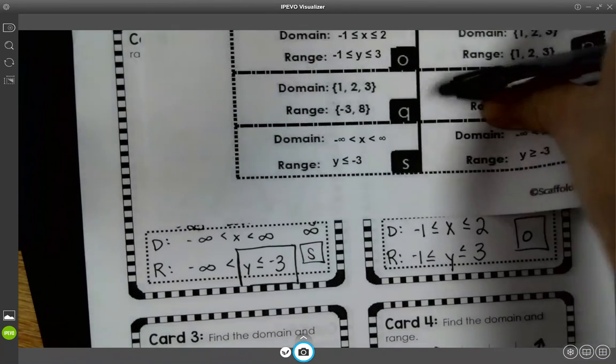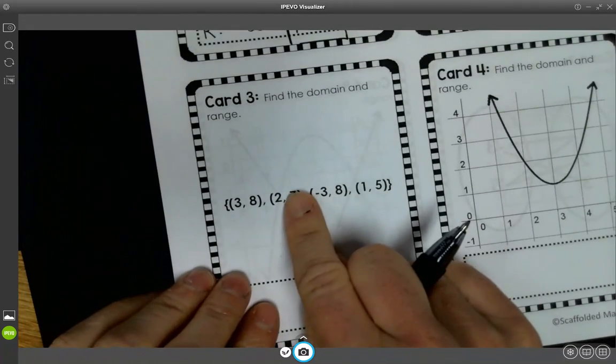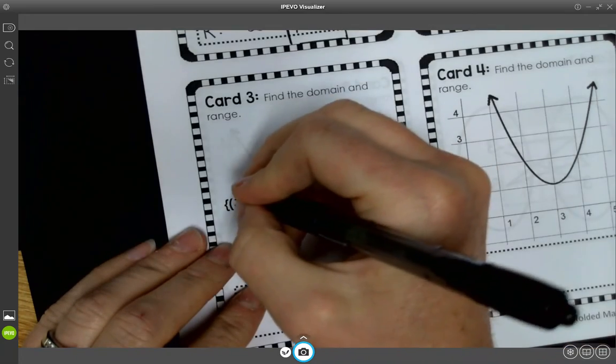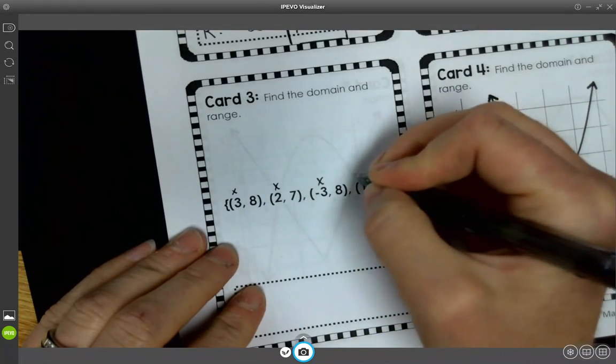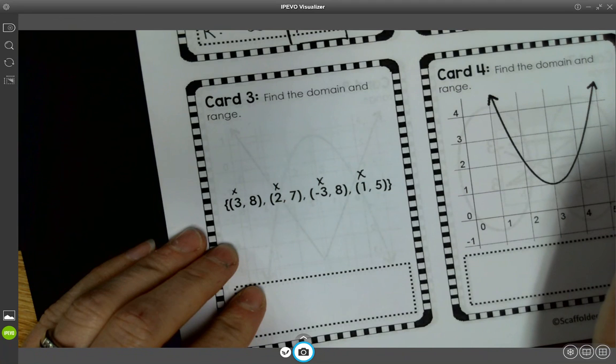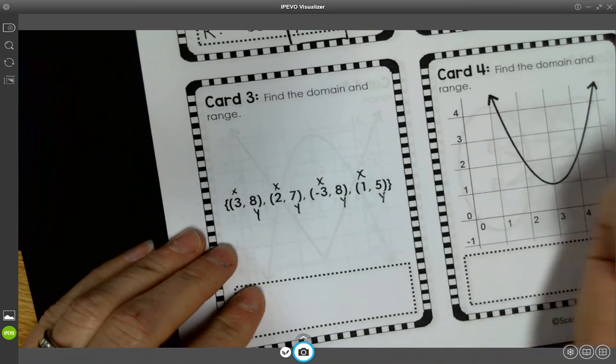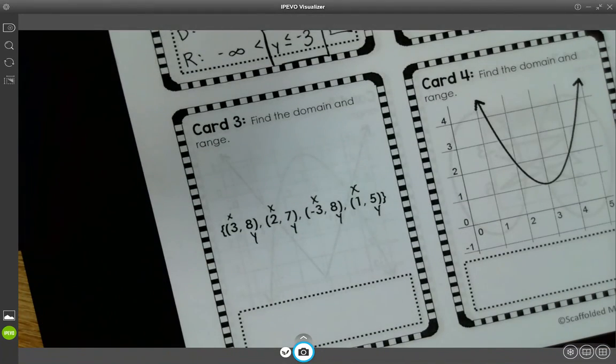Okay, so then on discrete ones like this, all you're going to do is make a list of your x values. So this is x, this is x, this is x, this is x. Make a list. For your range, you're going to make a list of your y values. Make sure you write it from least to greatest.